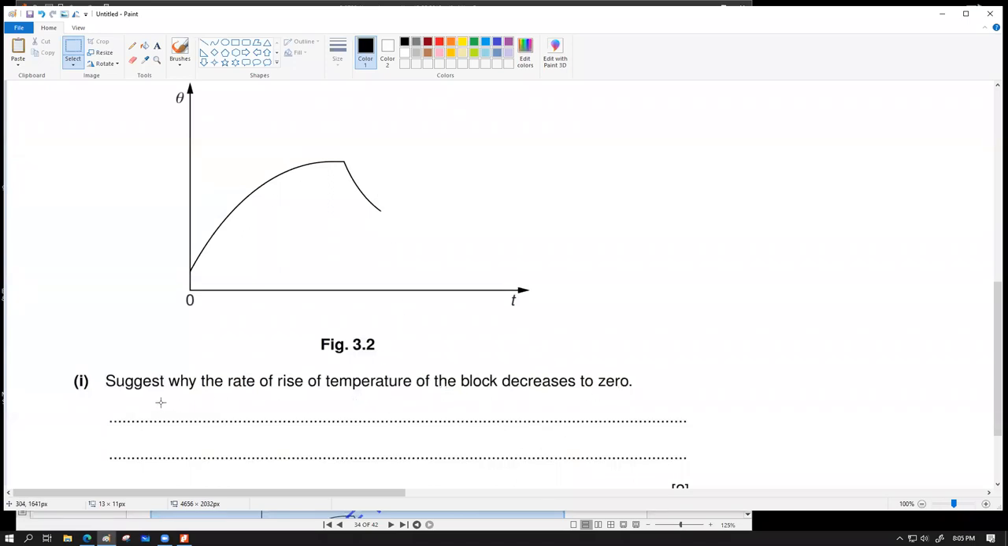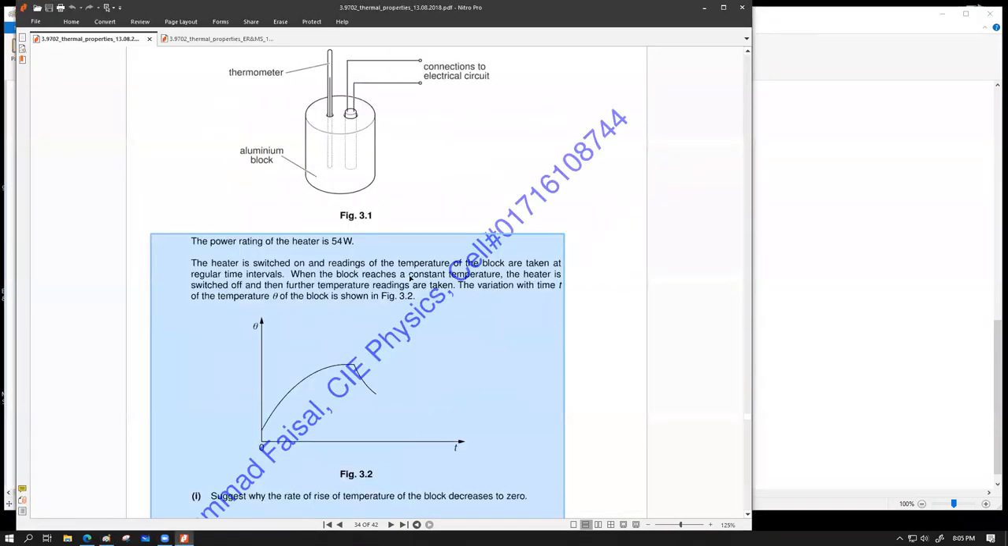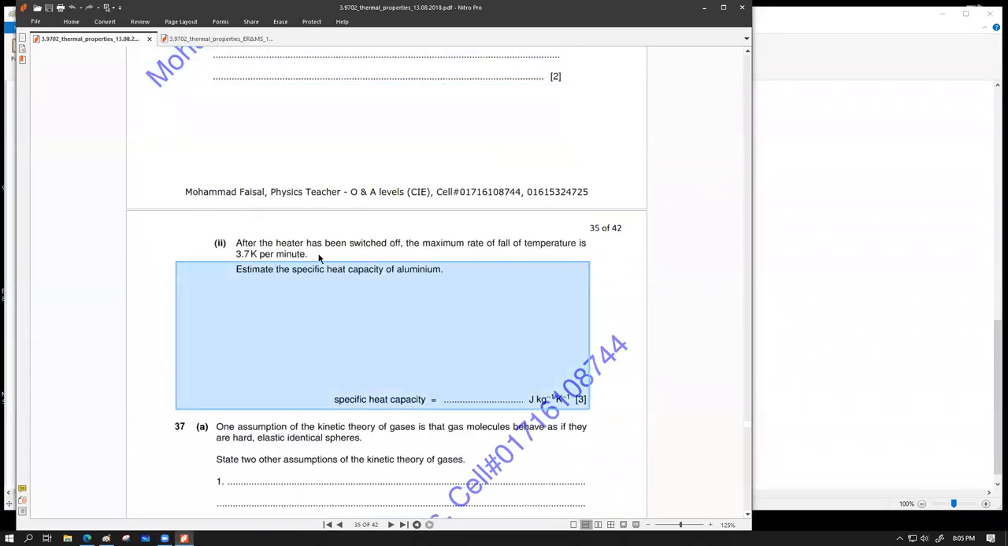Have a look. The question is not asking why the temperature is becoming zero. It says why the rate of rise of temperature of the block decreases to zero. So they are asking why the gradient of this graph becomes zero, because the gradient of theta versus time is the rate of rise of temperature. This is a theoretical question which you can work your way around. Not a big deal. If we go for this question, which is the important bit that I'm interested in, let's take this out.